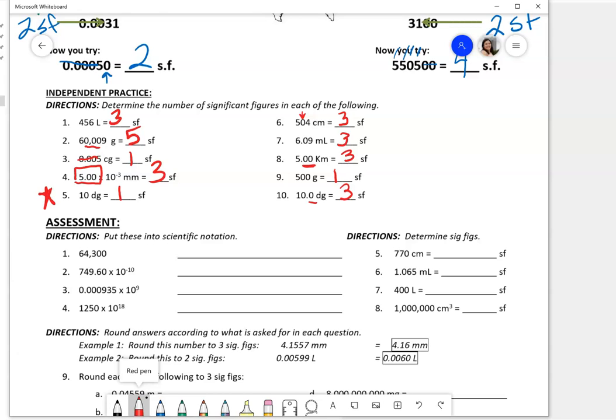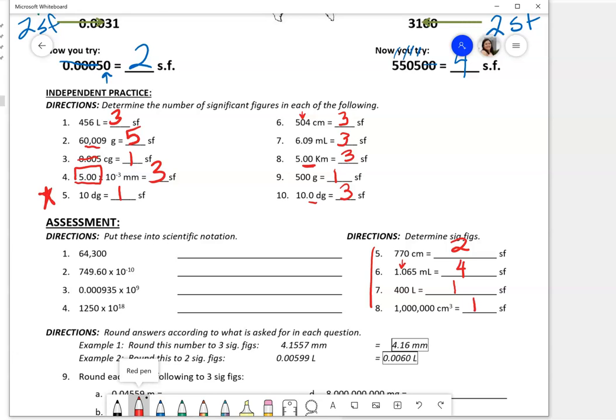And just to keep going here with 5, 6, 7, and 8. Number 5 has 2 significant figures. Number 6 has 4 significant figures. Again, that 0 counts because it is sandwiched in. 400 only has 1 sig fig. This million number also has 1.